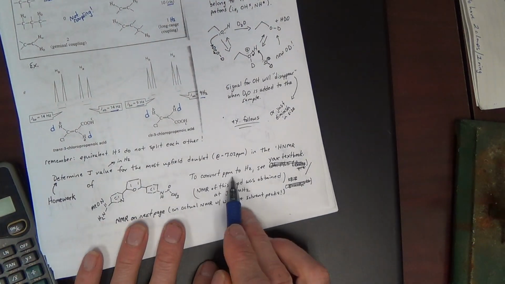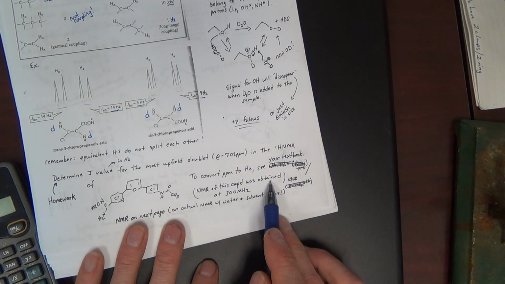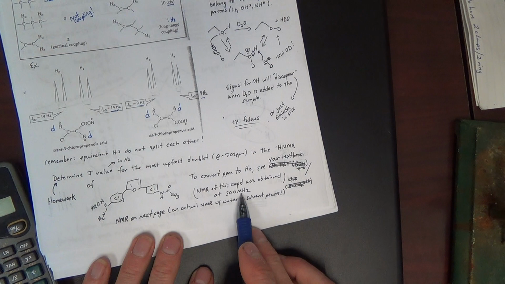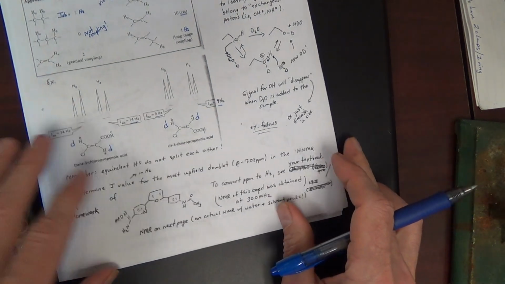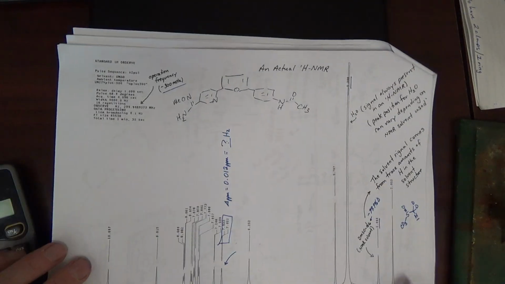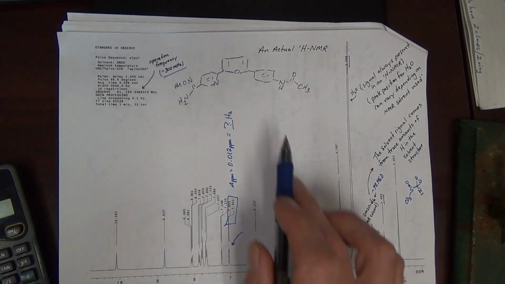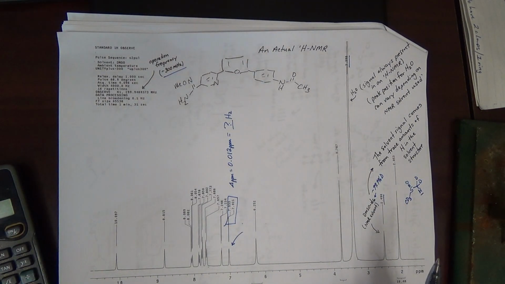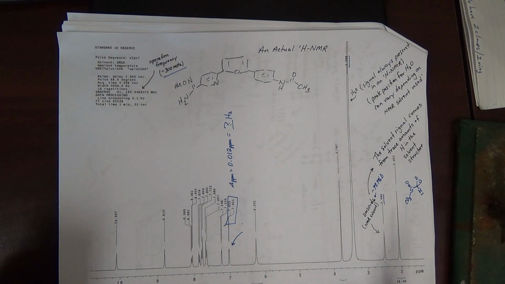Now, to convert ppm to hertz, see your textbook. I've already told you that the NMR of this compound was obtained at 300 megahertz. So give that a try. By the way, this compound was made in my research lab as a potential antiprotozoal compound for treatment of diseases such as malaria, African sleeping sickness, or leishmaniasis.